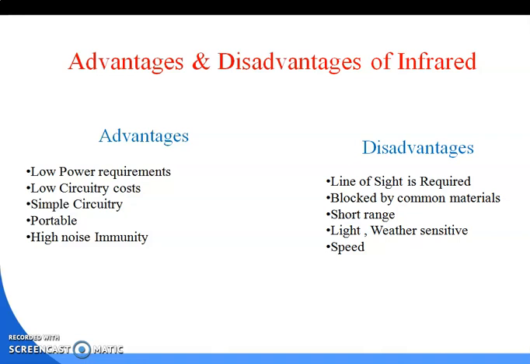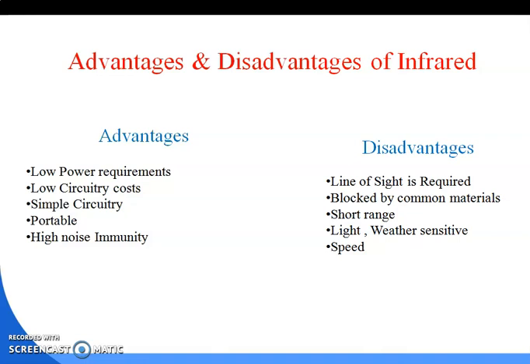Blocked by common materials, short range, light, weather sensitive, and speed. So these are the disadvantages. Line of sight is required. That means it should be in a straight line.